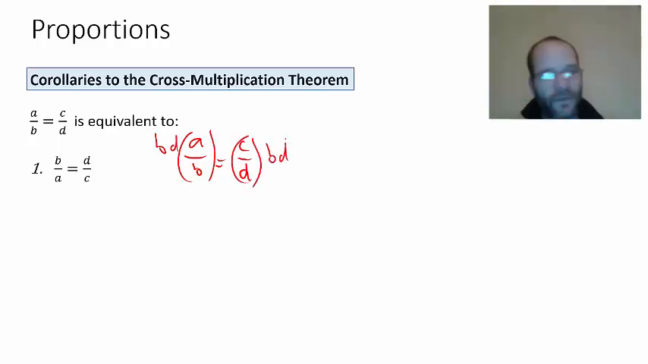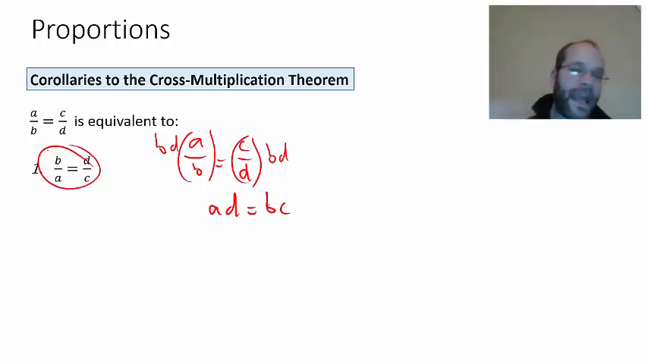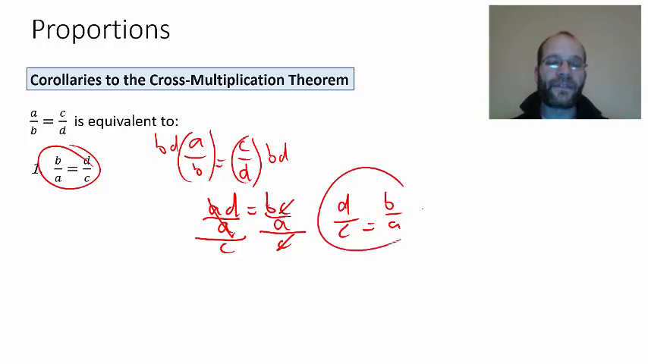And we know, we've already gone through this, that we end up with AD equals BC. Now, in order to get to this, B over A equals D over C, all we need to do is divide both sides by A. That cancels. And then divide both sides by C. So what we end up with is D over C is equal to, these C's cancel, B over A. So we find that that's true.